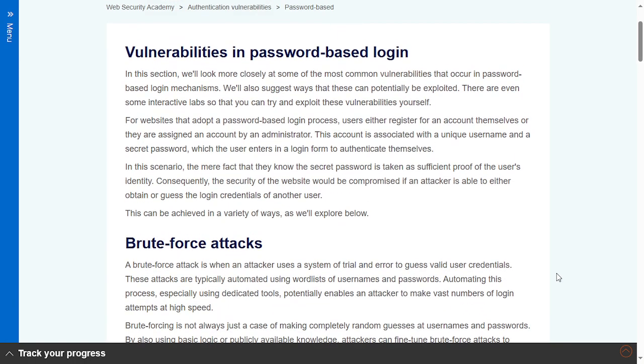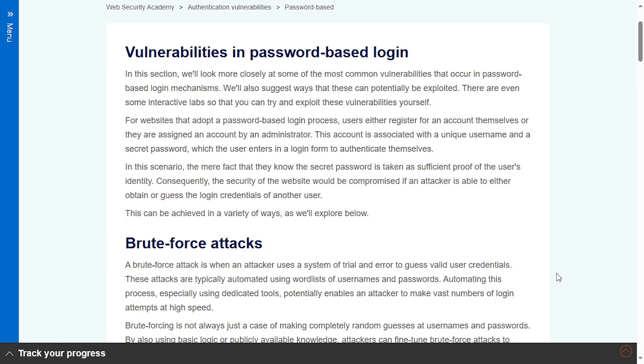Vulnerabilities in password-based login. In this section, we'll look more closely at some of the most common vulnerabilities that occur in password-based login mechanisms. We'll also suggest ways that these can be potentially exploited. There are even some interactive labs so that you can try and exploit these vulnerabilities yourself.